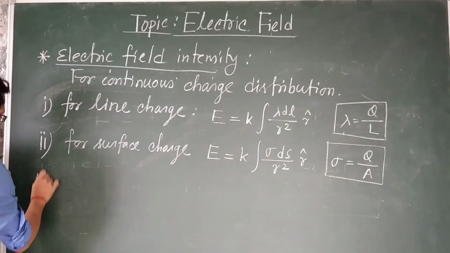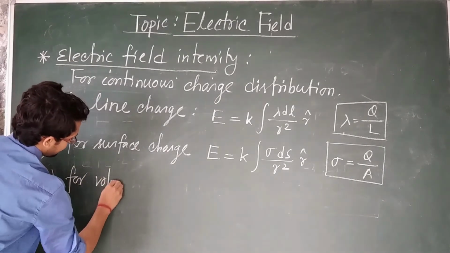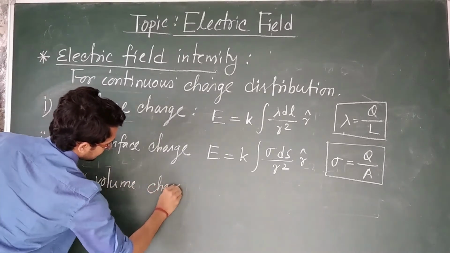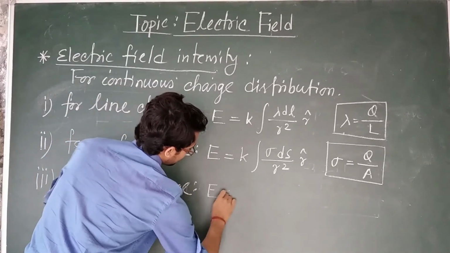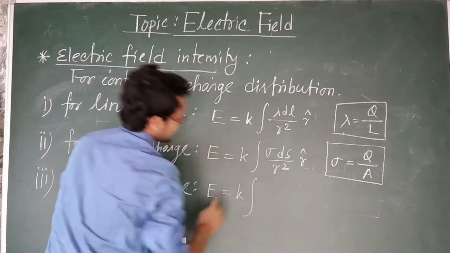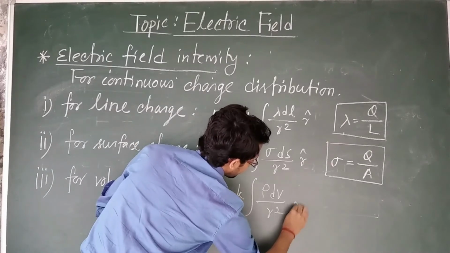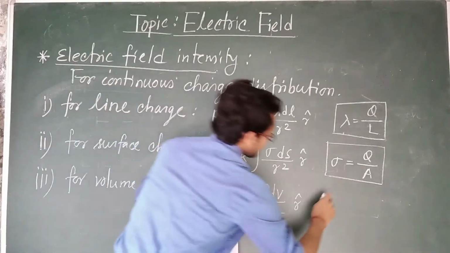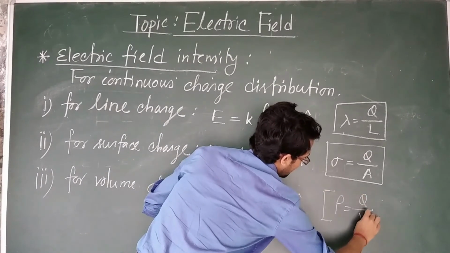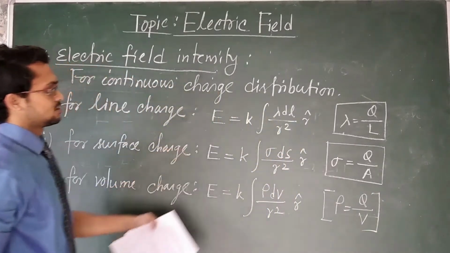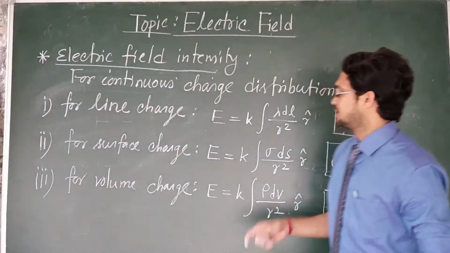Third one, for volume charge distribution, E will be equal to K integration of rho dV by r square r cap. Now, what is rho? Rho is charge per unit volume. So these are three kinds of distribution, and if that distribution is continuous, then we have to use this integration.